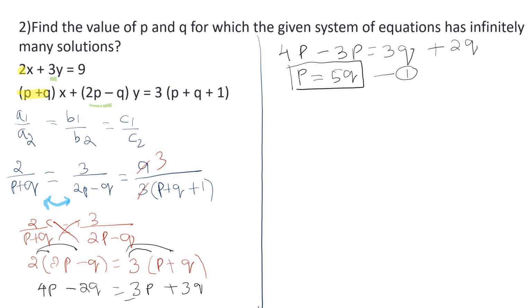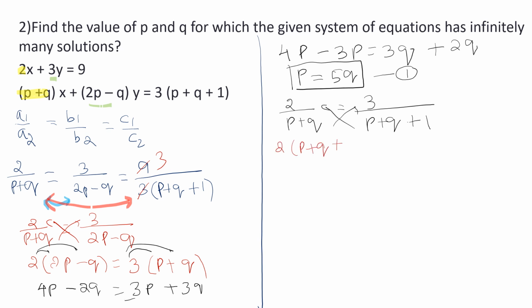So in the next step, I am going to equate the first and the last. We can also equate these two variables. So when we are equating the first and the last, we get 2 by p plus q is equal to 3 by p plus q plus 1. Already we simplified that 9 and 3. So now we are cross multiplying. So if you are cross multiplying, we get 2 times of p plus q plus 1 is same as 3 times of p plus q.